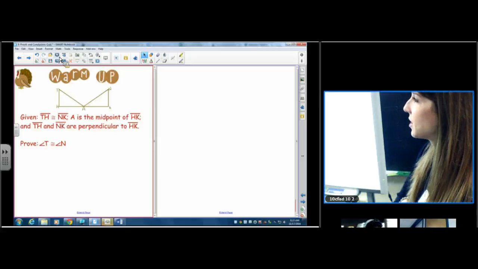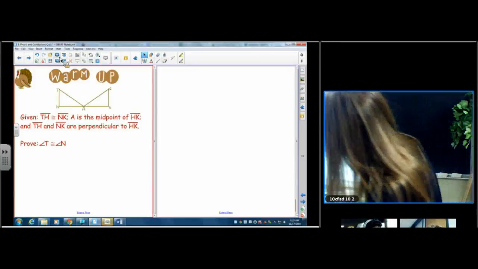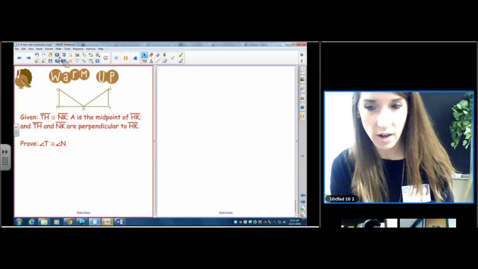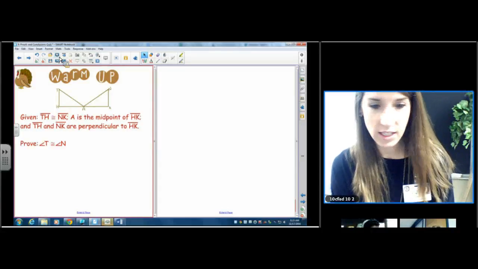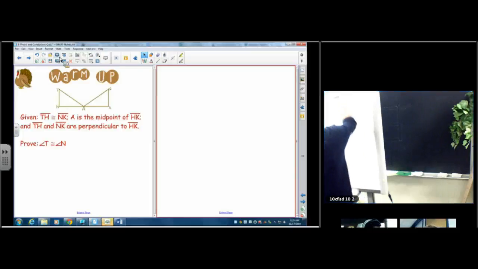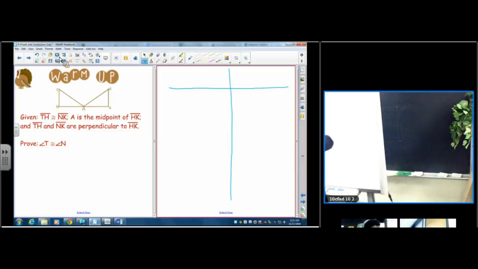Given TH is congruent to NK, A is the midpoint of HK, and TH and NK are perpendicular to HK. So there's a lot given to us. So that's how we start a proof. Remember, if you don't know how to get started, you start with the given. So we're going to make our T-chart. We're going to have our statements and our reasons. And I'll just start with the first given, because when in doubt, use the given.